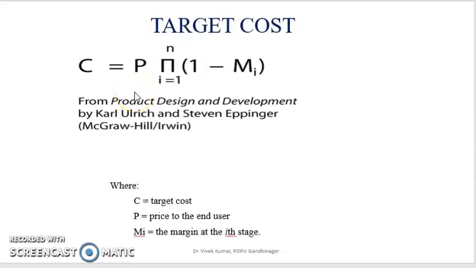The target cost C in benchmarking and establishing product specification is described by using these expressions. Here P is the price paid by the end user, N is the number of stages in the distribution channel, and M_i is the profit margin in the ith stage.